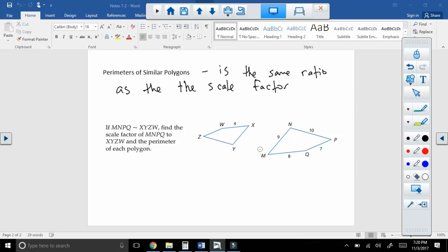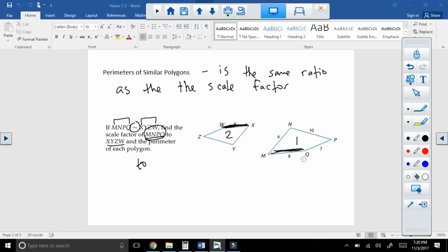It says these two quadrilaterals are similar. Find the scale factor of this one, MNPQ, to that one. So this is another thing that you just really got to make sure you pay attention to. It wants the scale factor of that one to the other one. So you need to make sure that you put the number that corresponds to this one first. So I need to look and see which one of those numbers corresponds with the 4. The 4 is WX. So the side that corresponds to that is QM.